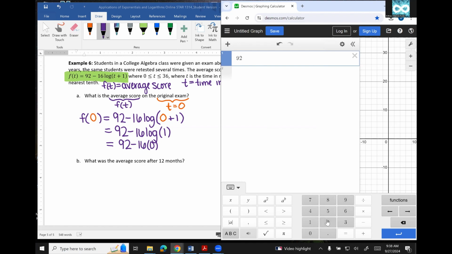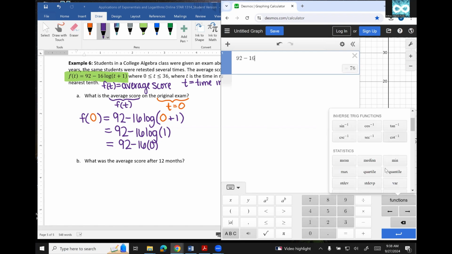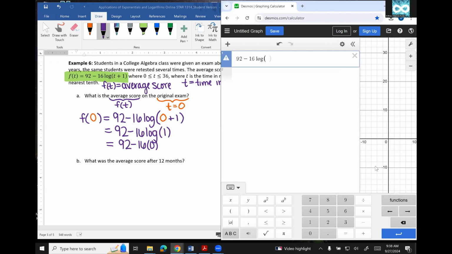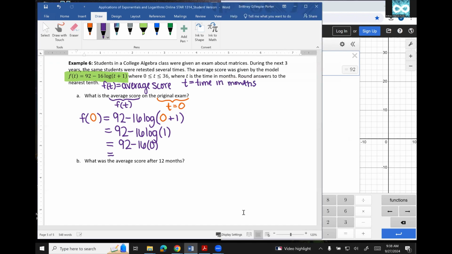So we would have 92 minus 16, and we're going to use log. You cannot switch it up to natural log. You have to use what they give you in the problem. We wind up getting 92. And back to our work, the reason for that, 92 minus 0, because 16 times 0 is 0, gets us 92. So the average score on the original exam is 92.